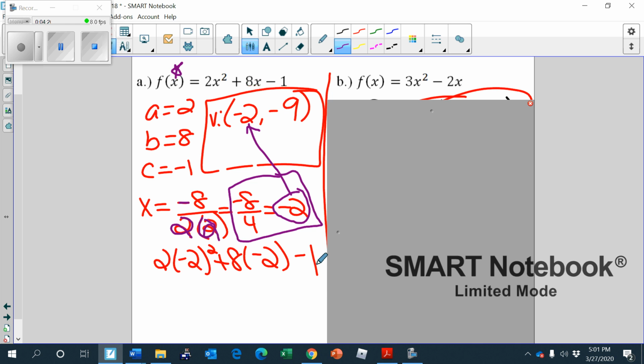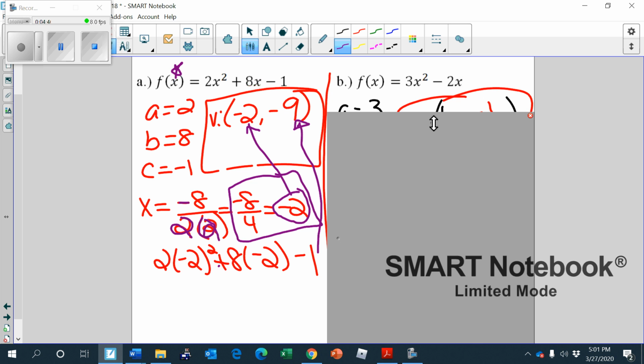Okay, so in your calculators, this is what you're going to fill in exactly like this. So 2, parentheses, negative 2, close parentheses, squared, plus 8, parentheses, negative 2, minus 1. And you should get from this negative 9, which is the y value of the vertex. So your vertex is negative 2, negative 9. Okay? We're going to try example B.